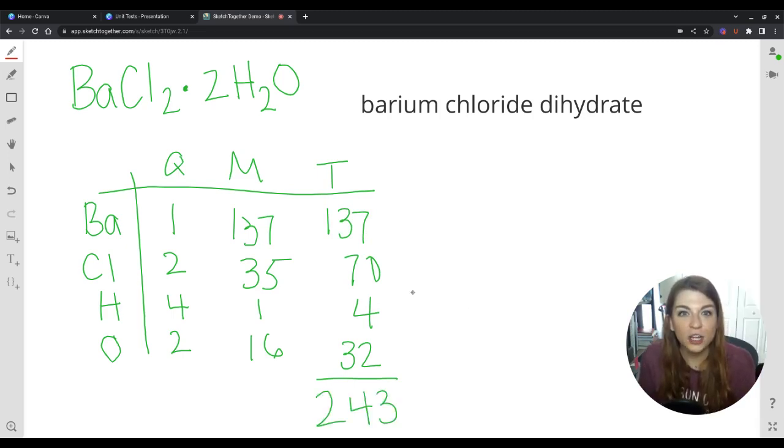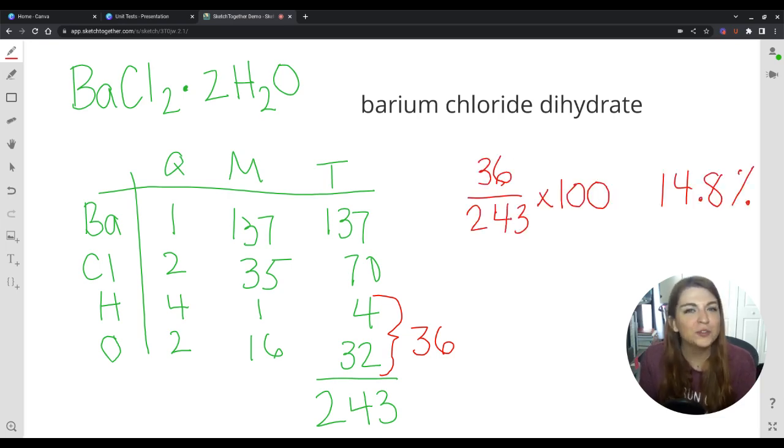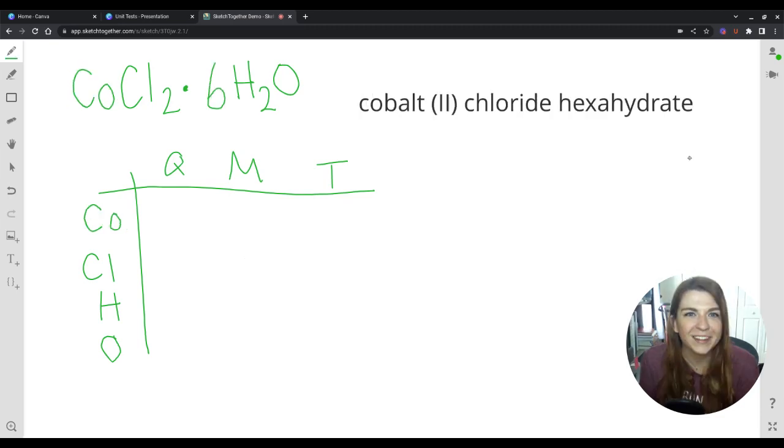And we're going to add just the hydrogen and the oxygen to figure out the total mass of the water. Then we'll take that 36 divided by the 243, multiply by 100, and find the percent of hydration. This came out to 14.8% water.